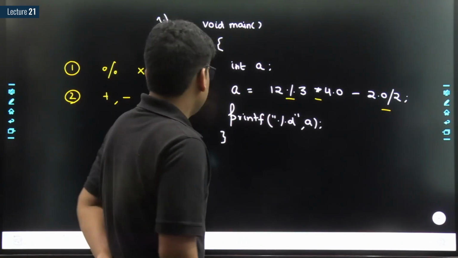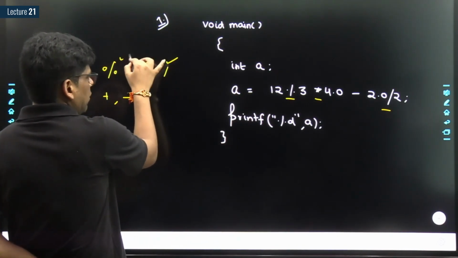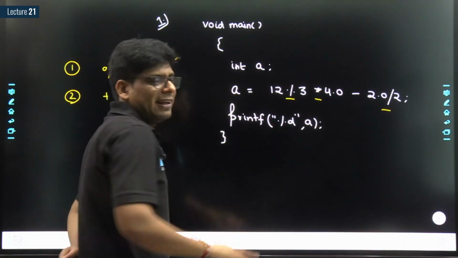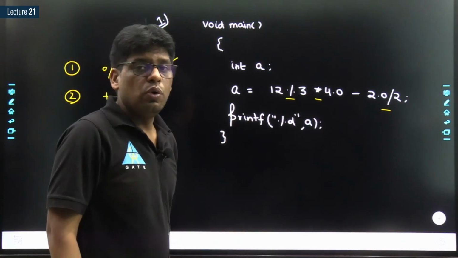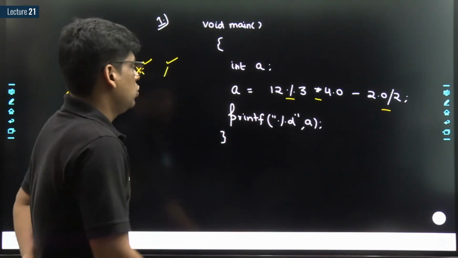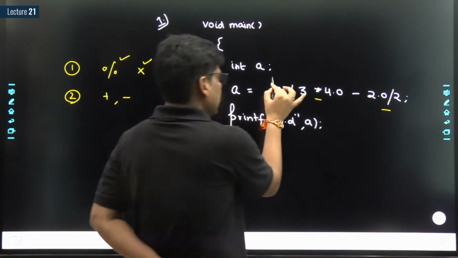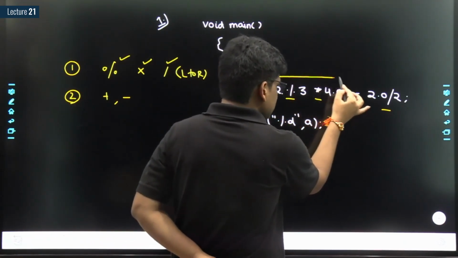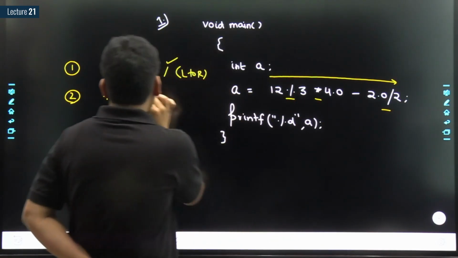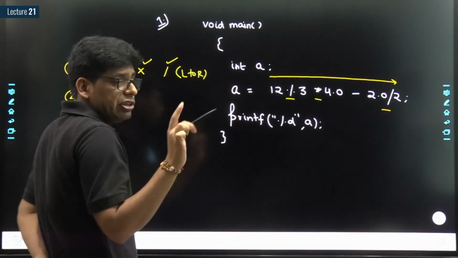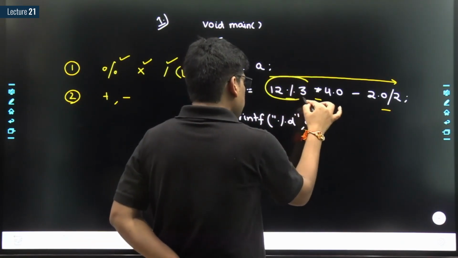That means, sir, which one will be performed? Because we have divide, multiply and modulus. Sir, if we have multiple operators of same priority, we should go for associativity. So, associativity is from left to right. That means, if I scan this expression from left to right, among modulo, multiply and divide, which one is coming first? Sir, modulo. That means we must evaluate this first.